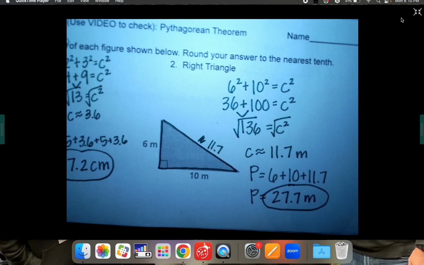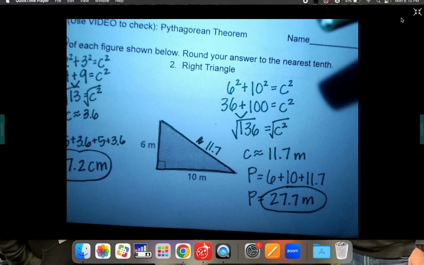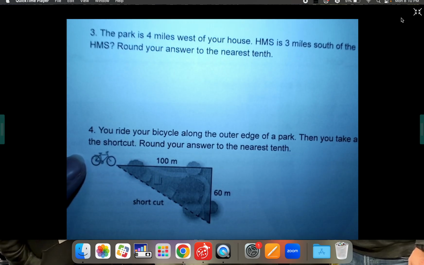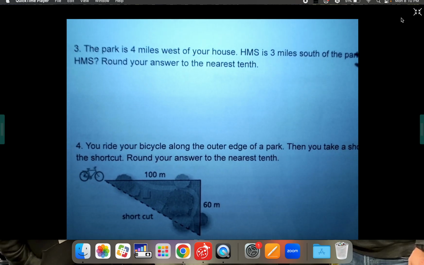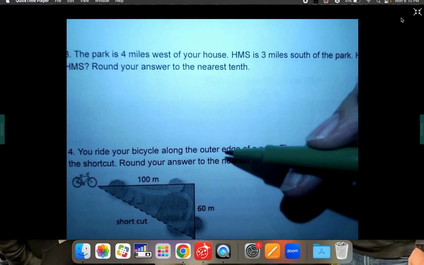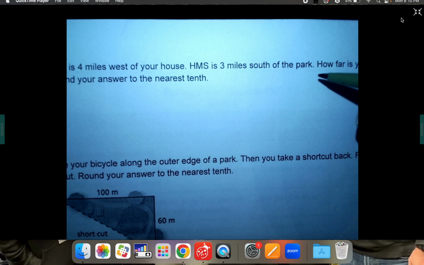All right, the next page of your practice test is a word problem, it looks like. Oh, and once again, you're going west, and this time you're going south. That's different. So you're going to go west and then south. So let's say here's your house.